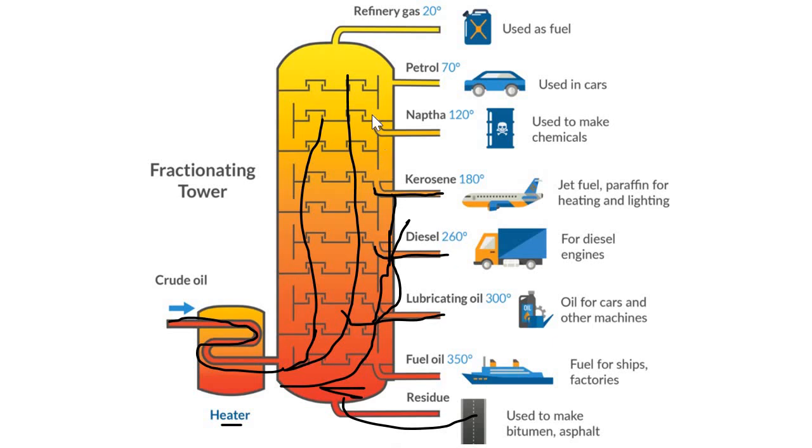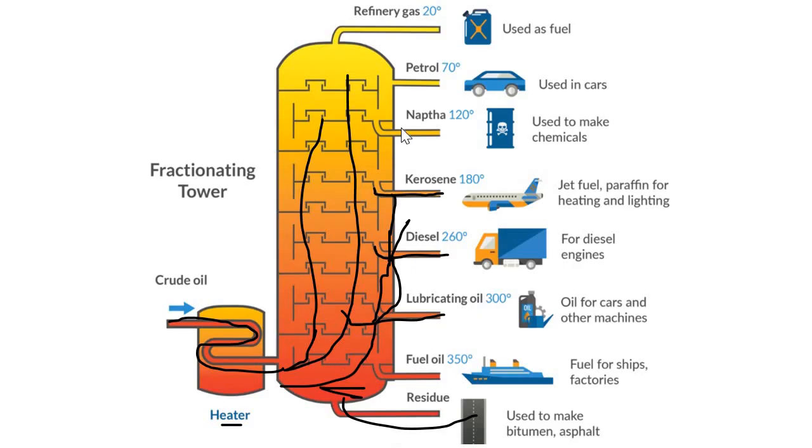See here, naphtha is burnt at 120 degrees Celsius. It is used to make chemicals. Naphtha contains 5 to 6 carbon atoms. It is also used as a solvent in the manufacture of adhesives.